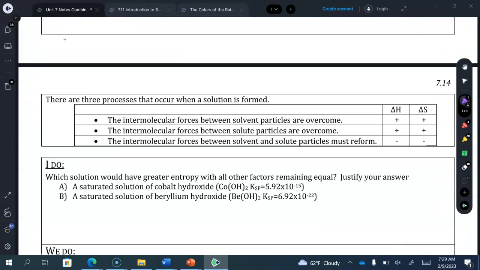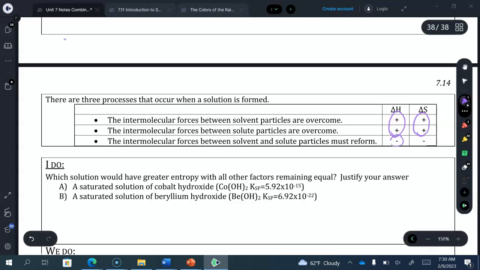There are three processes that occur when a solution is formed, and how these combine gives us the overall favorability of the solution. So when the intermolecular forces between solvent particles and solute particles are overcome, notice this creates more disorder, so that's favorable. But the bond breaking process, even if it's intermolecular forces, requires energy. So enthalpy is positive and thus it's unfavorable.